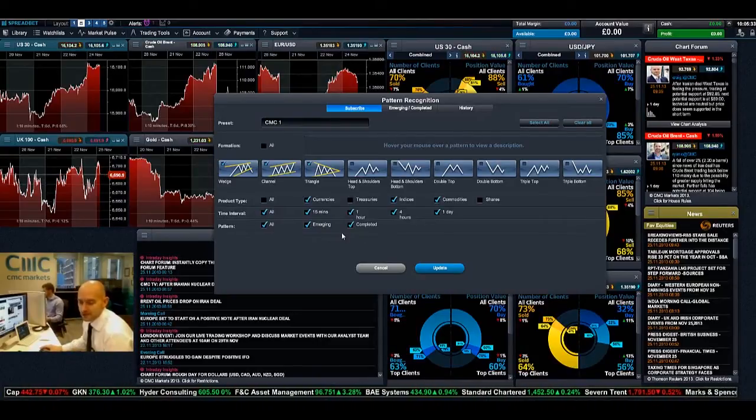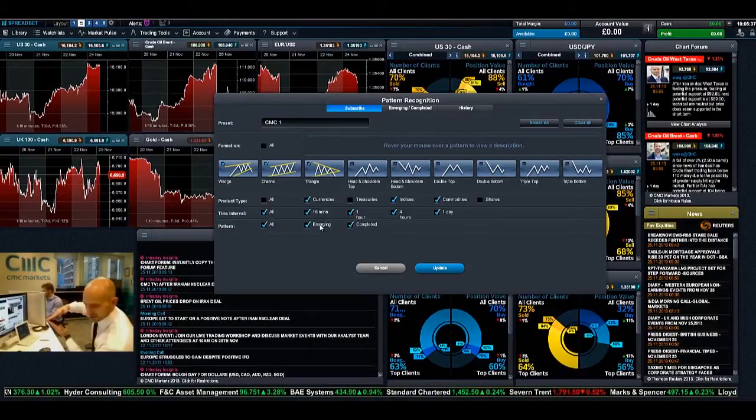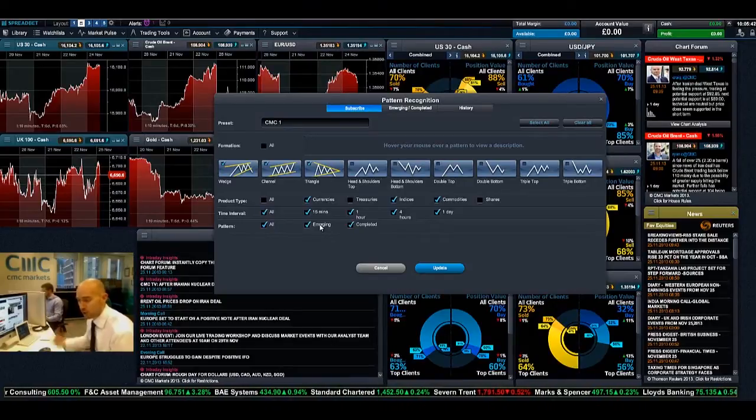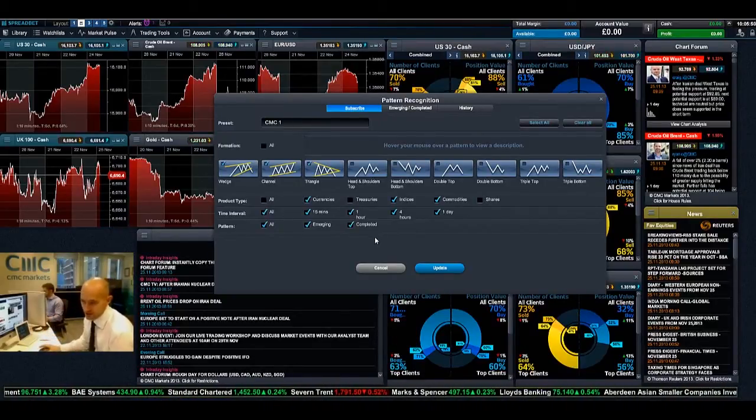Then you've got pattern type. In pattern type you've got emerging, which is when you've got a triangle formation but the price action hasn't quite broken through it yet. So that's a trade setup that's not quite yet come to fruition. And then you've got completed patterns where you've actually had a technical breakout. It's already broken through the potential support or the potential resistance. And then you click update and you're good to go.